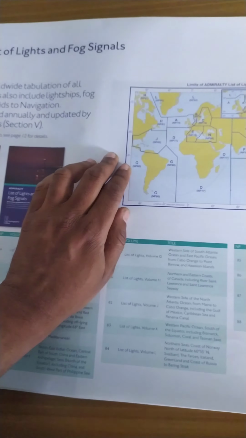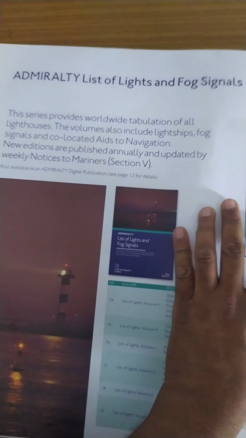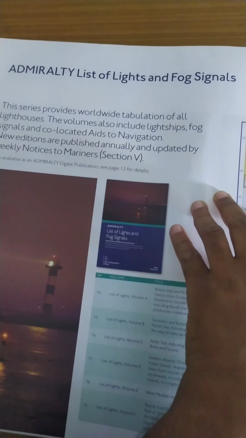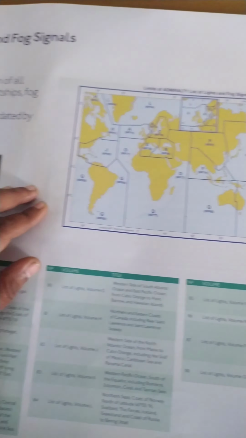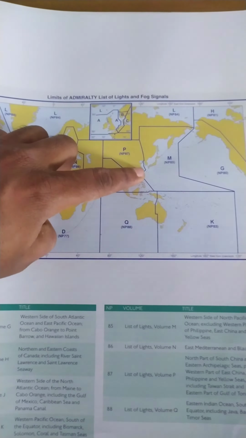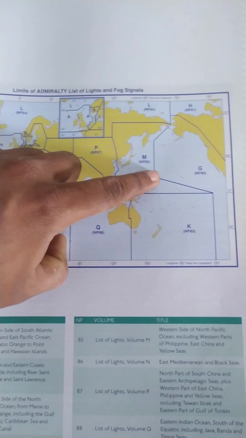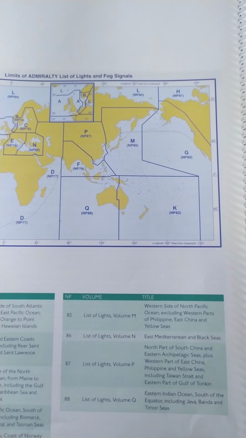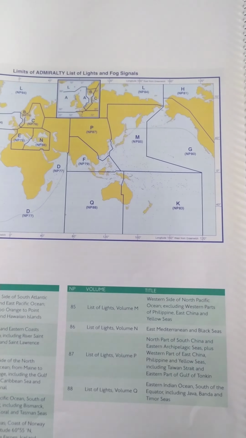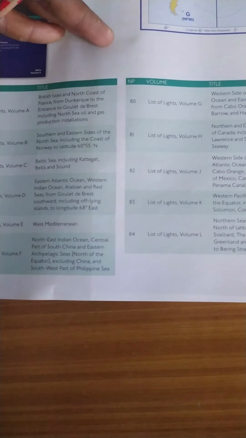Same way, the Admiralty list of lights and fog signals. Again, there comes an index, general index. You select by drawing a line and just finding out which all charts you need, which all books you need. You will be drawing a line and finding out which all books you need, and the list is written here.